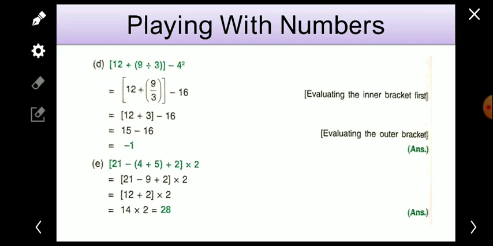So we have understood what we'll do: we will evaluate the innermost bracket first, and gradually we will move towards the outermost bracket. Here also we will do the same thing, bracket inside bracket is there. So the innermost bracket will be solved first, this one, 4 plus 5. So 21 minus (4 plus 5), then 9 plus 2, and then the bracket is multiplied by 2, then we will solve this bracket. So we have understood how to solve the brackets. If only one bracket is there, then that will be solved at first. If more than one bracket is there, brackets inside bracket, then the innermost bracket will be solved at first.